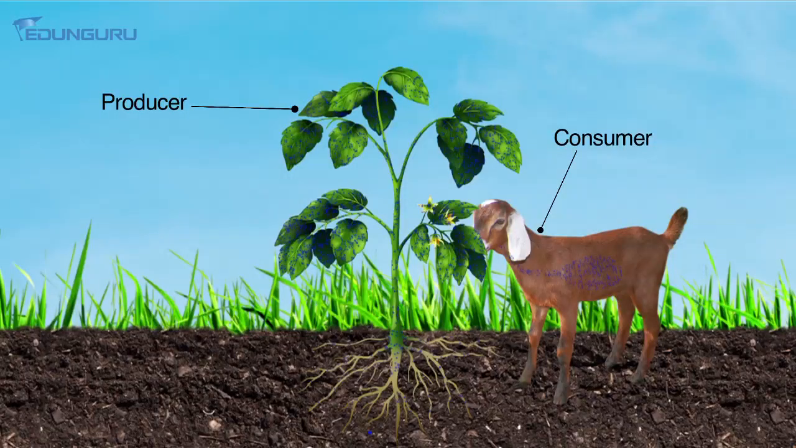So, the second category is consumers. That means the organisms which consume the food which is prepared by the plants. So, two broad categories, producers and consumers. Now, we have different categories of consumers also. Yes, you have a question?